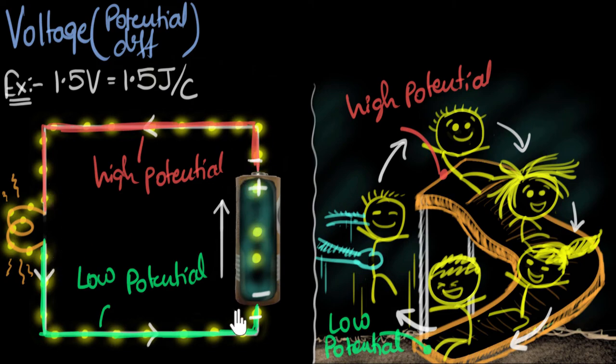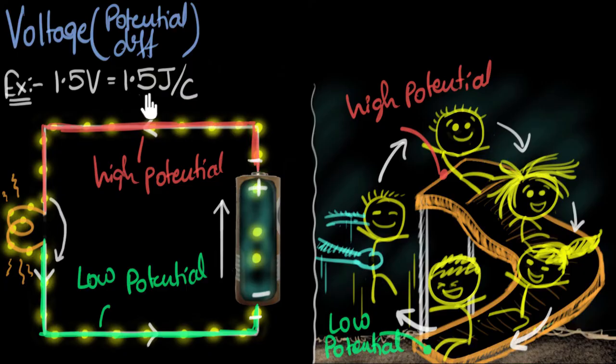If this was a 9-volt battery, then every coulomb gains 9 joules of potential energy as it comes here. And per coulomb, it would lose 9 joules of potential energy as it goes from here to here. So there will be more heat generated per coulomb. That's what a 9-volt battery would do.